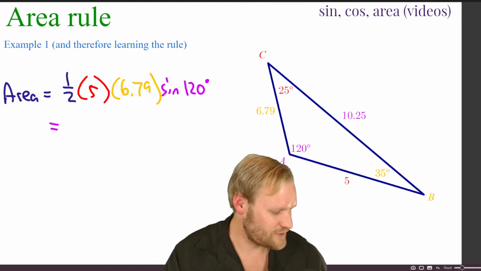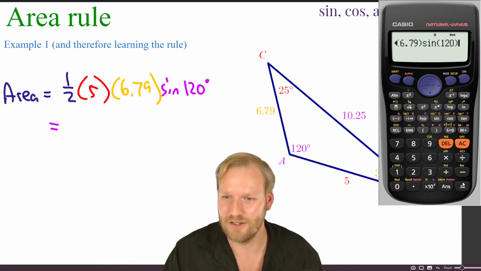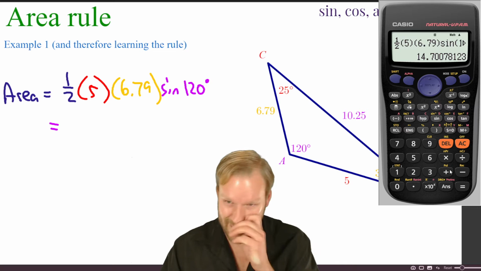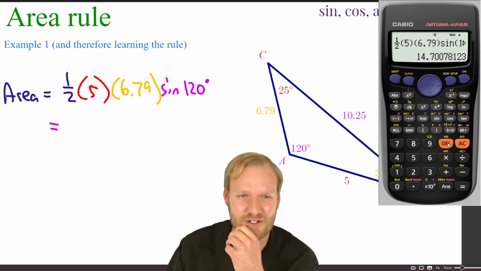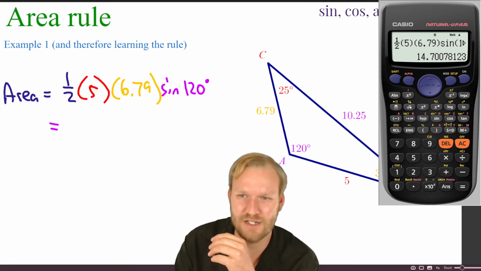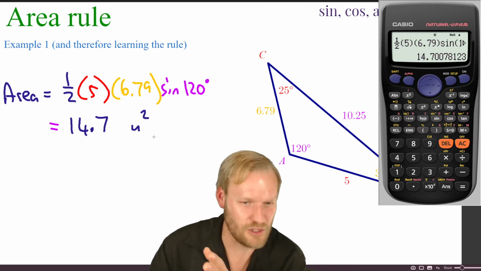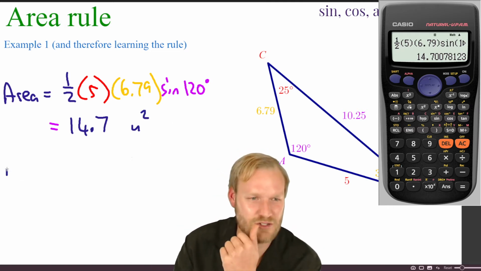Okay, well, you've got whatever you got. I'm going to load up my calculator here and go 1/2 times 5, 6,79 times sine 120, and I get 14,7, whatever it is. Let's just go to one decimal place. Units squared, of course. I don't know what the units are, but they're definitely square units. Okay, let's do the other one.